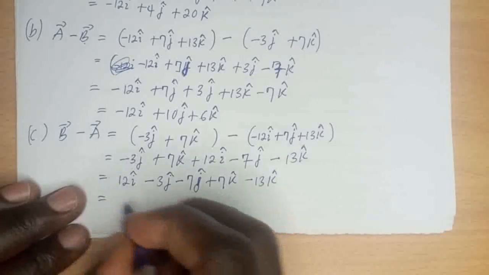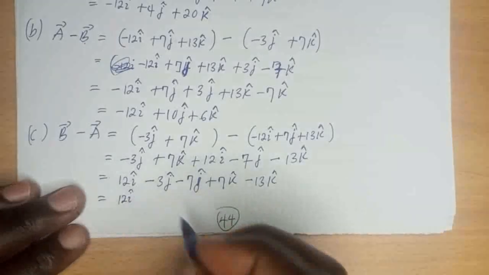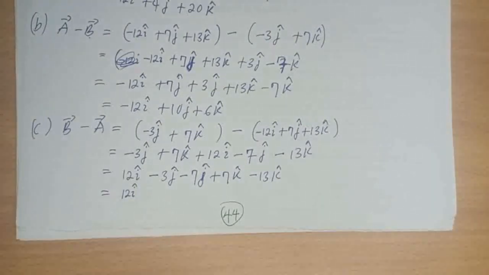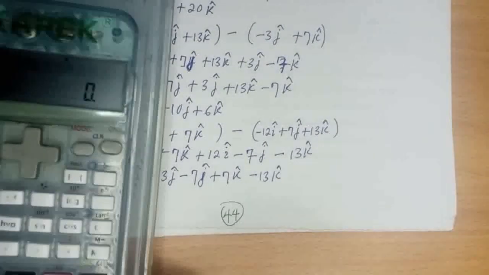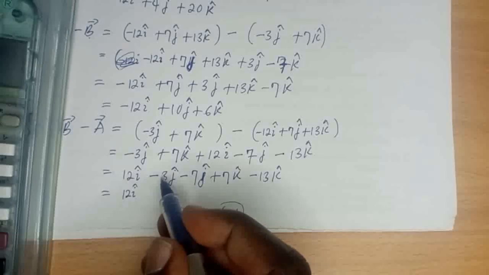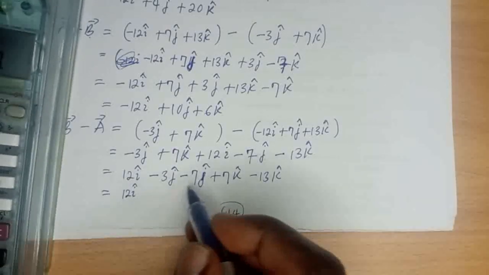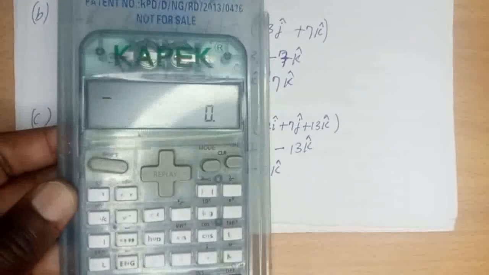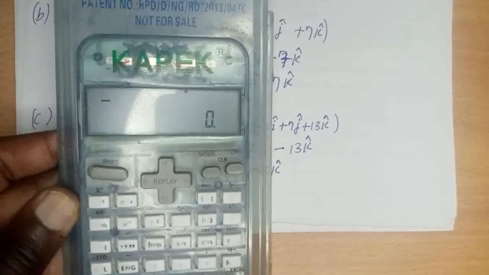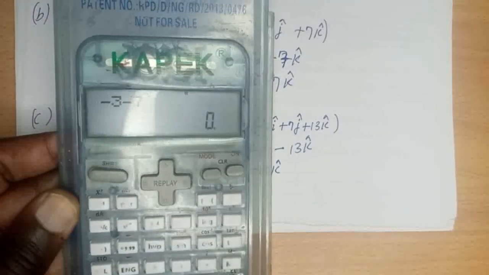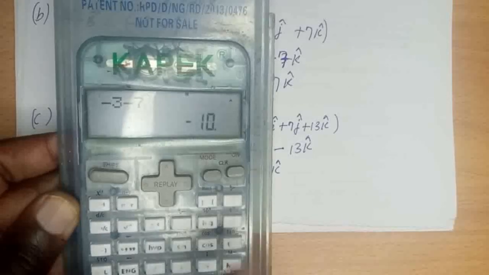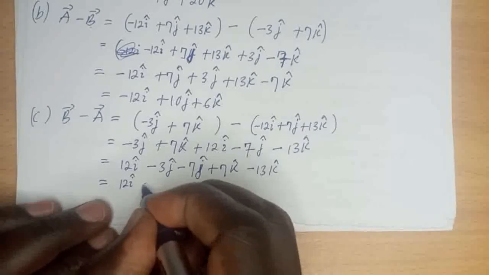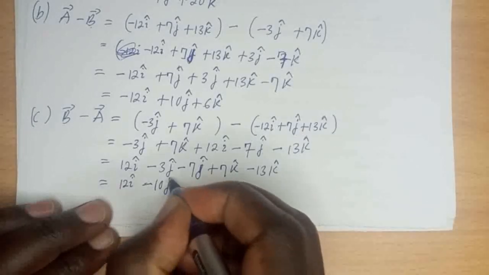This is equal to my 12 i cap. Then minus 3 minus 7 is minus 10. But to confirm that, always use your calculator. Minus 3 here, minus 10 here for the j. So look at it here, you press minus 3 minus 7 is equal to, you see, minus 10. So you now write your minus 10 j cap.